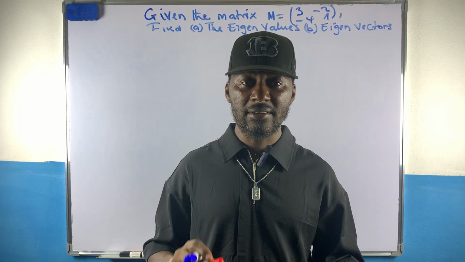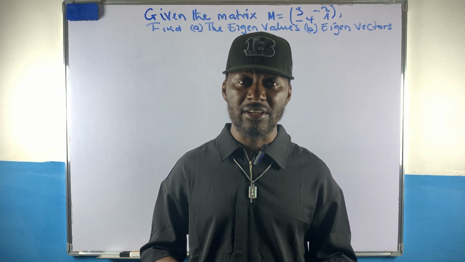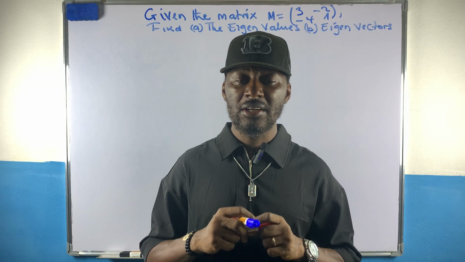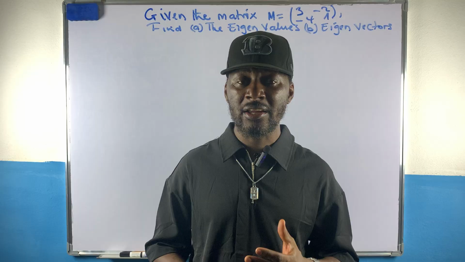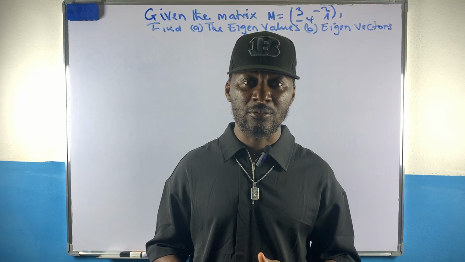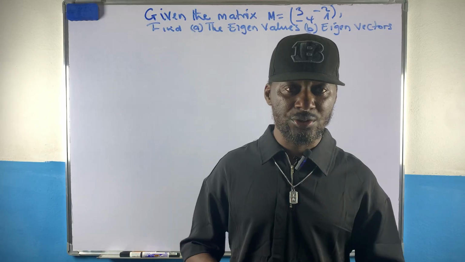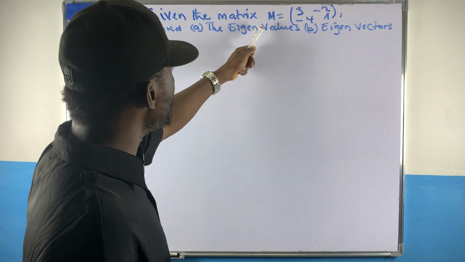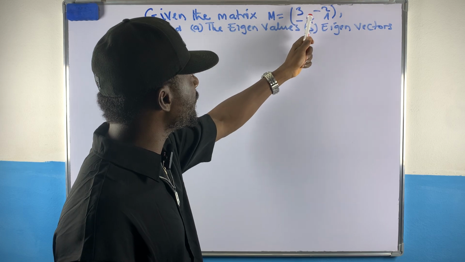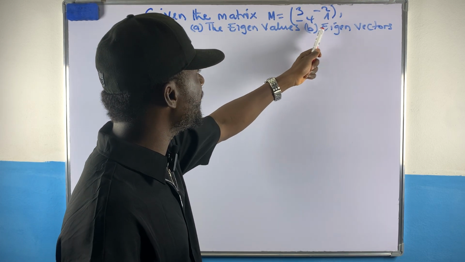Today I'm going to be handling a past IB mathematics question on Applications and Interpretation Higher Level. This is a question that has to do with finding eigenvectors and eigenvalues when given a matrix. So let's dive directly into the question. It says, given the matrix M equal to [3, -2; -4, 1], find A, the eigenvalues, and B, the eigenvectors.